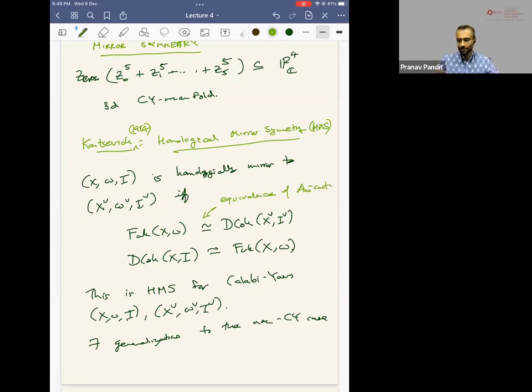So he came up with this conjecture, and now you can ask, well, how can you recover things like curve counts, which is what people cared about? How can you recover it from homological mirror symmetry? That's one question.